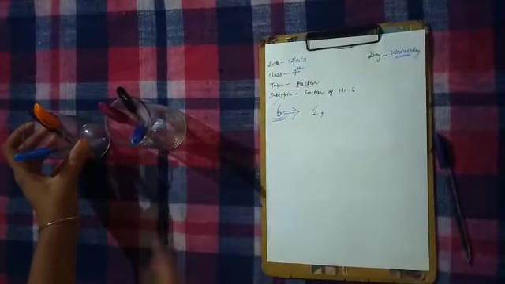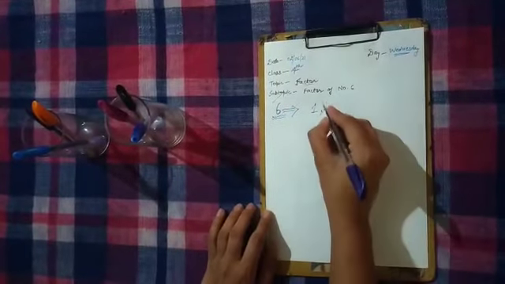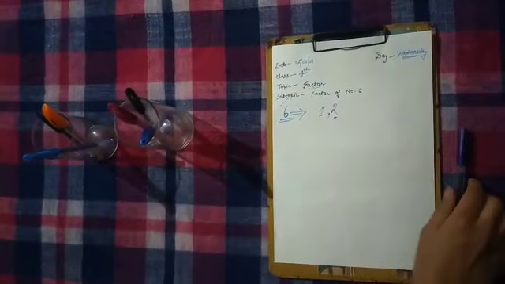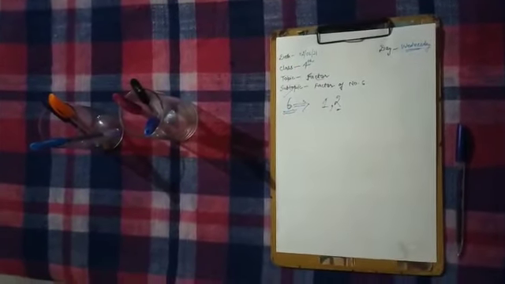So 2 is what? 2 is a factor of 6, because we have divided all the pens into 2 glasses.